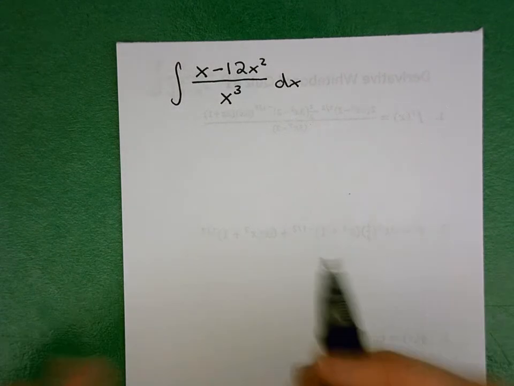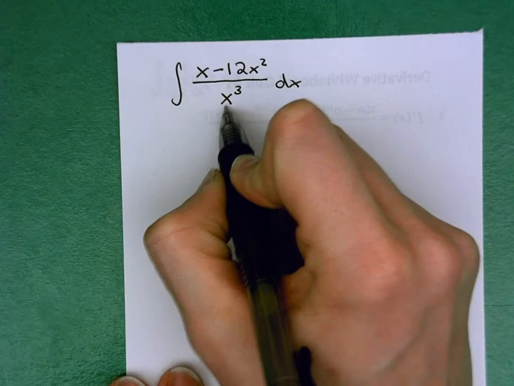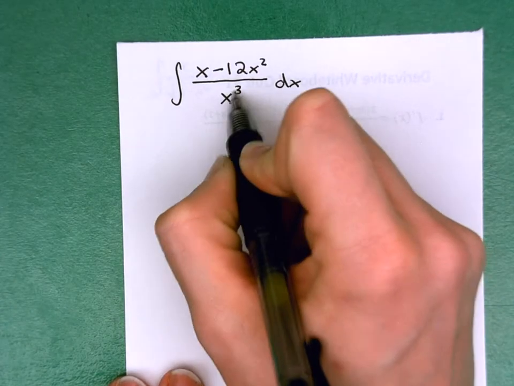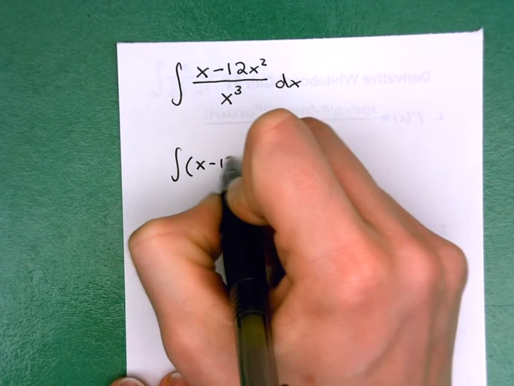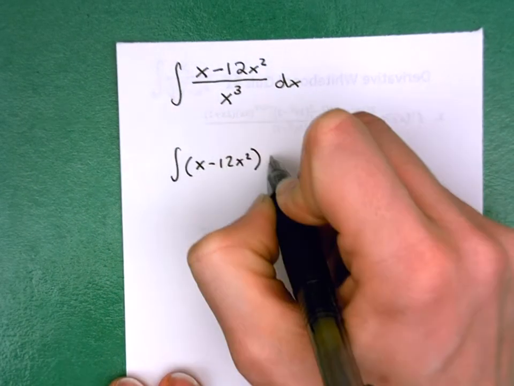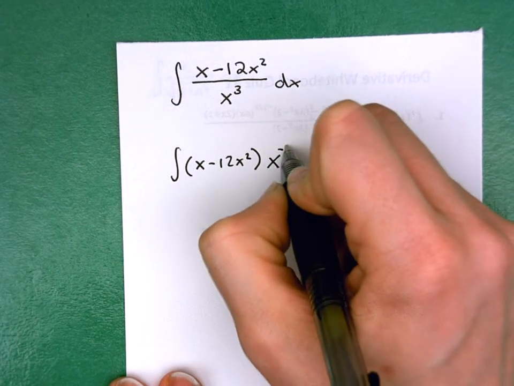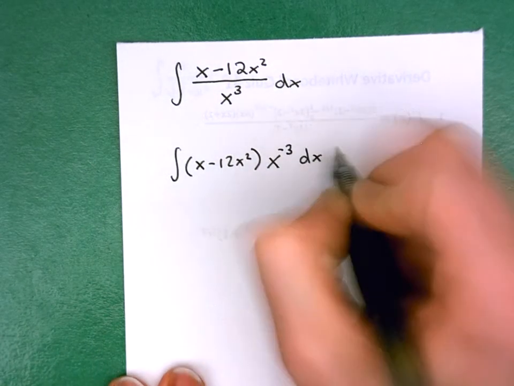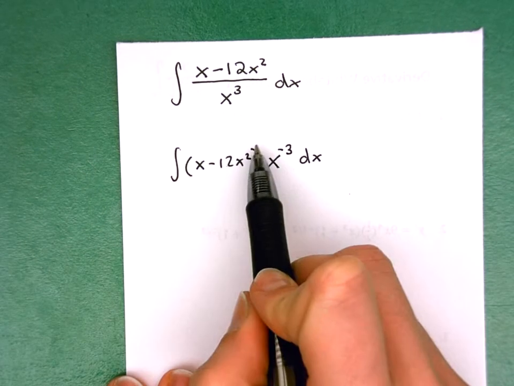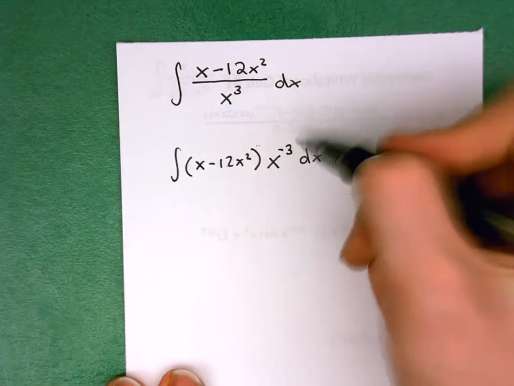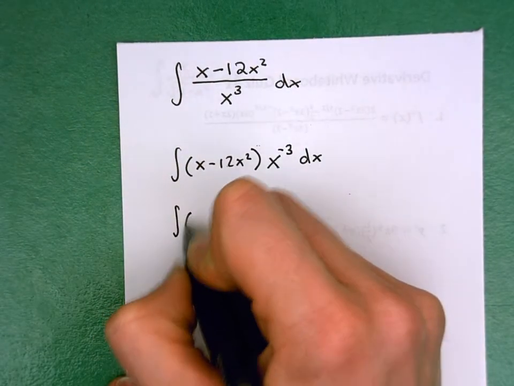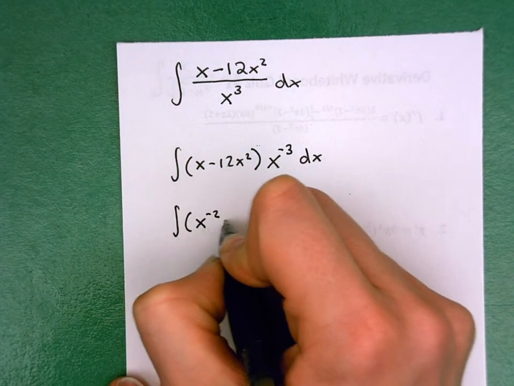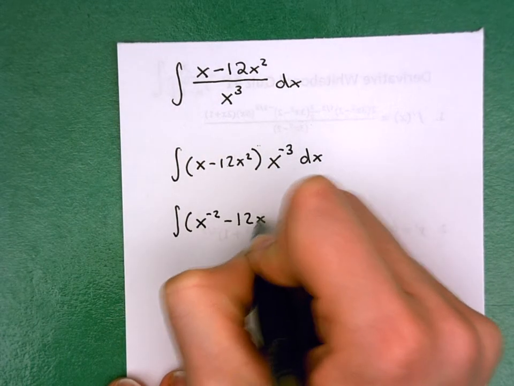Okay, so I notice with this problem that I have x cubed in the denominator, a singular term, which means that I could rewrite that as x minus 12x squared, quantity, times x to the -3. And now that I have a quantity without an exponent, I know I can distribute that x to the -3 into both terms. And so this would become x to the -2 minus 12x to the -1.